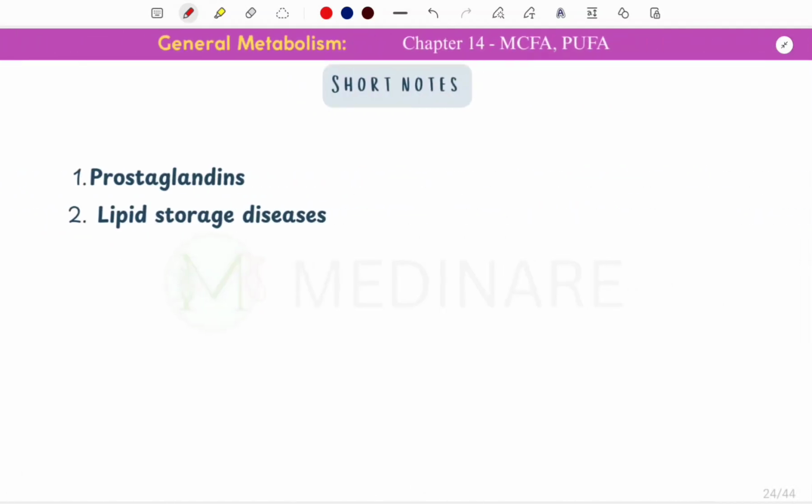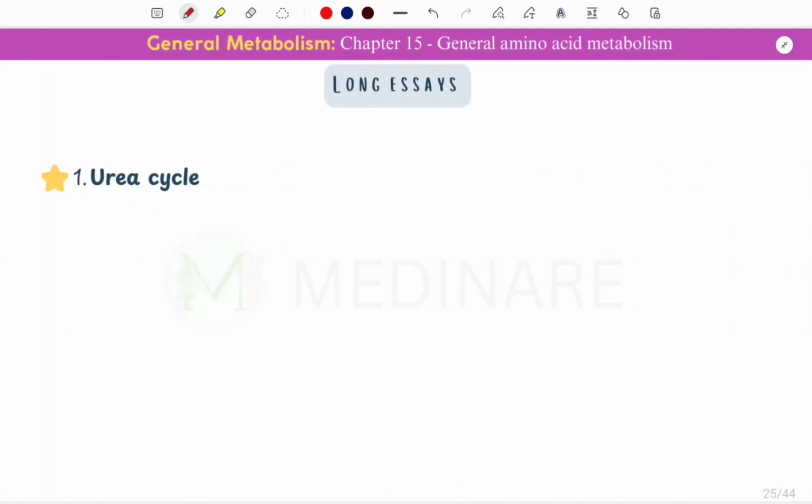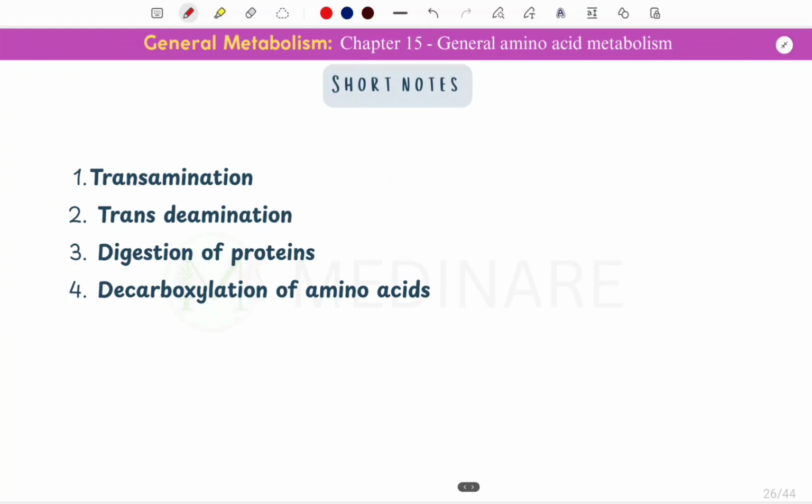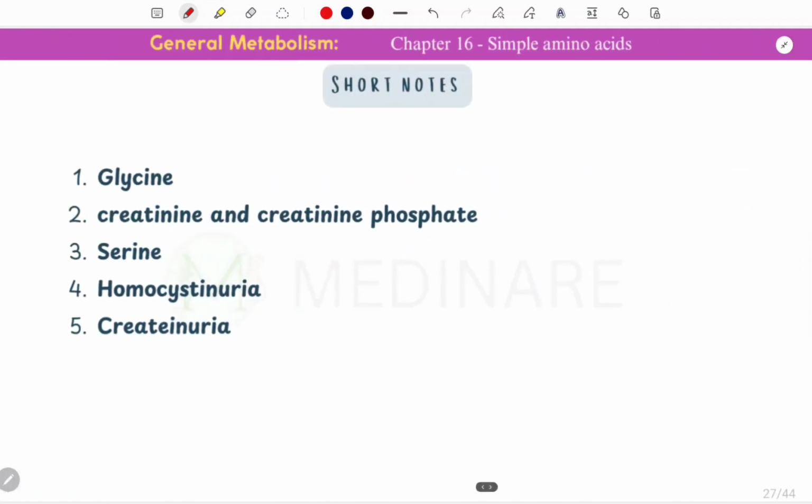Okay, moving on to the next chapter. Here we don't have long essays. So the short notes are prostaglandins and lipid storage diseases. In the next chapter, we have urea cycle as a long essay. Very, very important again. And regarding the short notes, write about transamination, transdeamination, digestion of proteins, and decarboxylation of amino acids.